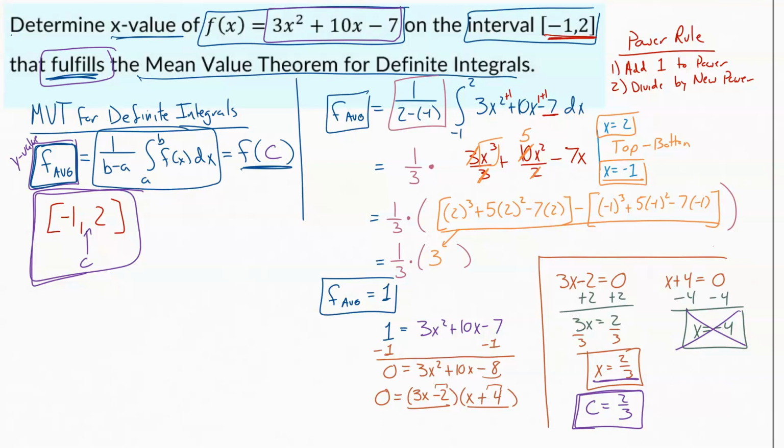Remember, all that's really happening here is this is saying that your average y value has to equal your equation at some x value. So set the two values equal to each other and go solve that equation to find that specific c value.